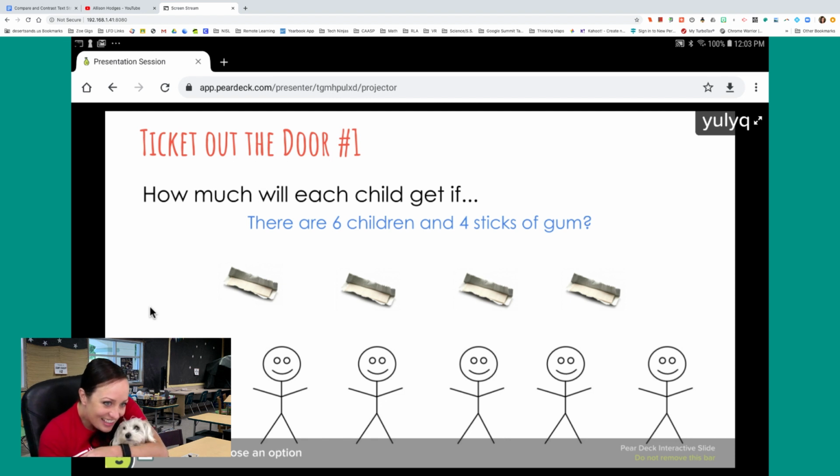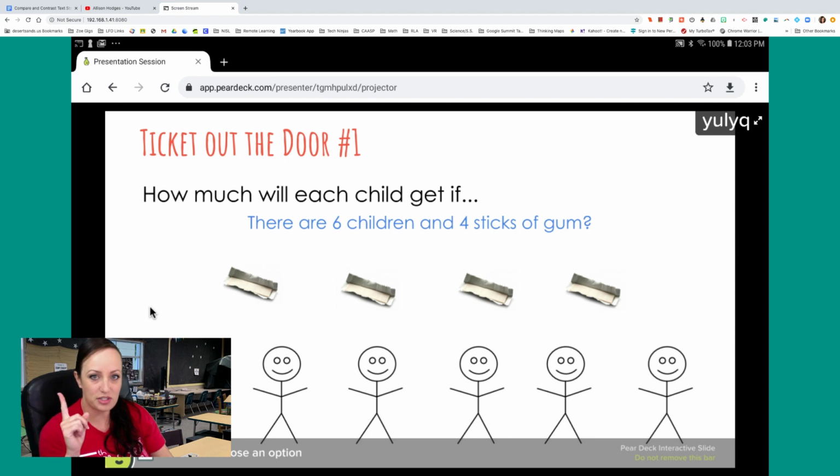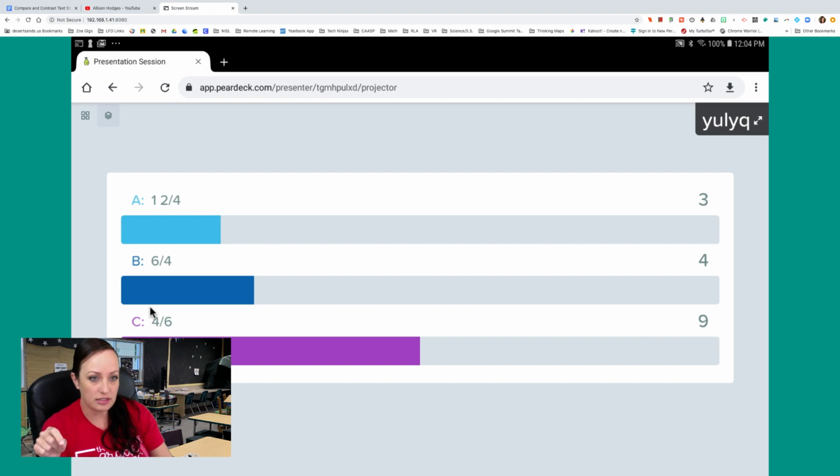Okay, so here was the question we had first yesterday. How much would each child get if there are 6 kids and 4 sticks of gum? Let's look at the results. All right, so 9 people said 4/6, and the next most popular answer was 6/4, which is just the reversal, right? So we have to decide which one makes sense.